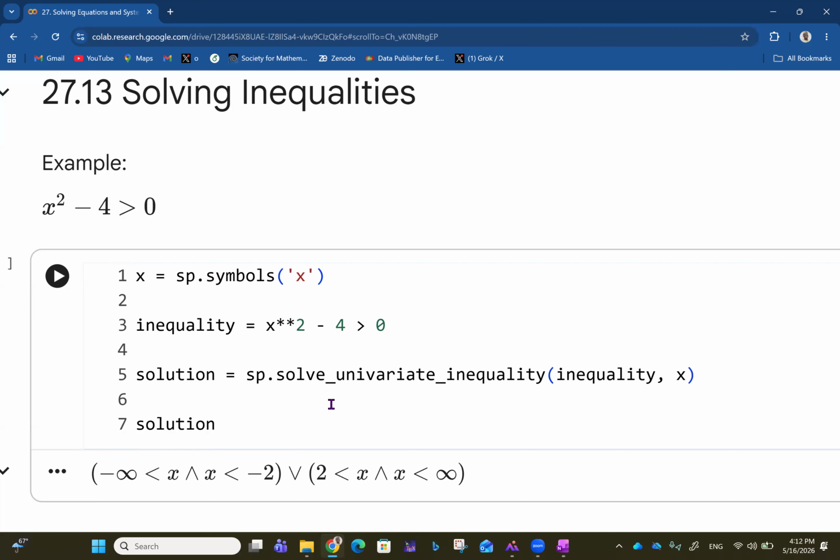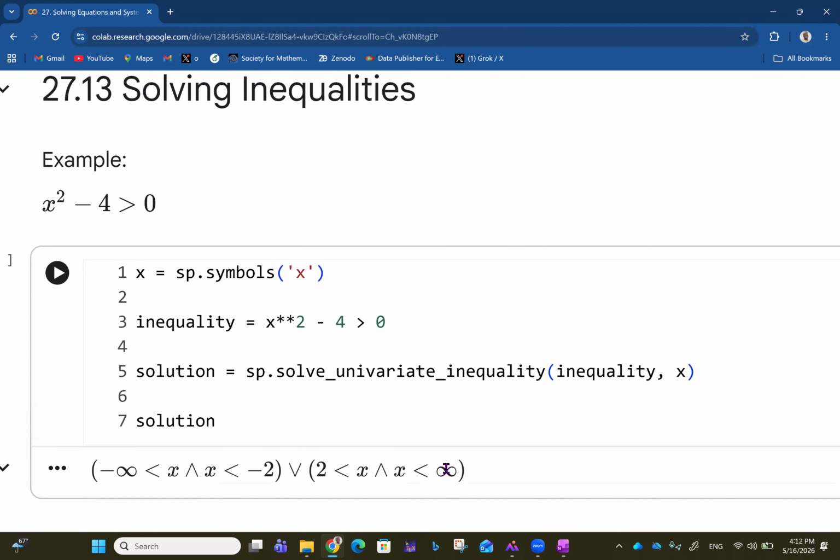The solution then is, you see the key function you use here is solve_univariate_inequality, which you get from the SymPy library. Then you take your inequality and solve that inequality with respect to x. The solution is such that you have minus infinity less than x intersection x less than minus 2, and all of that union 2 less than x intersection x less than infinity. So you have the solutions in ranges like that. You have solution between minus infinity and minus 2, as well as between 2 and infinity, like that.